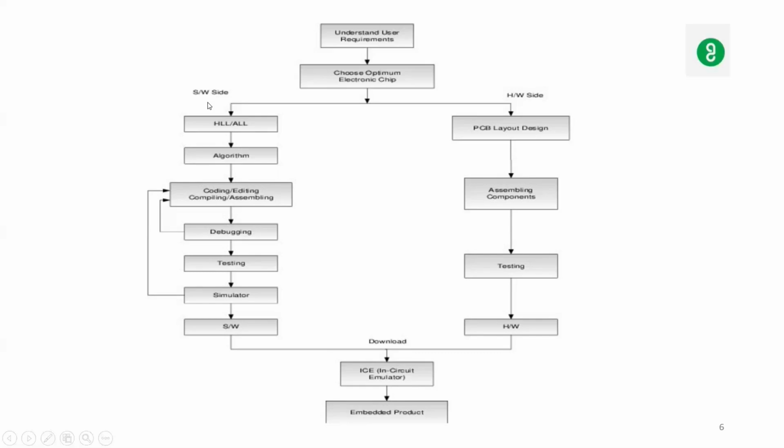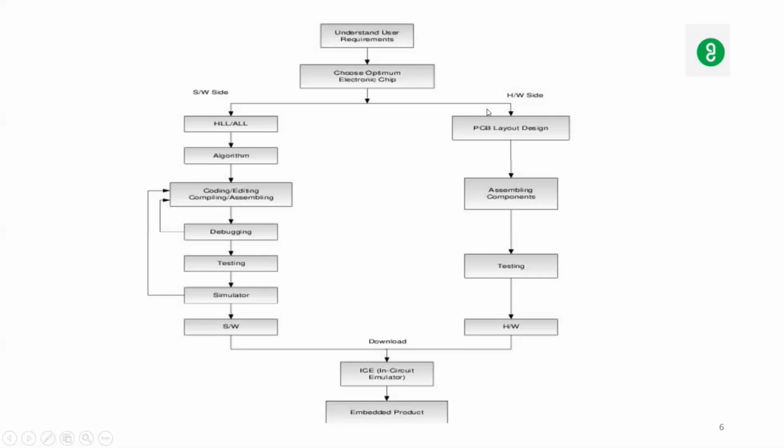For software, you have to define the algorithm, code it, compile it, and assemble it, so it is converted into assembly language. Then it is taken for debugging, testing, and simulation. If the output is not achieved, you have to edit the code and come back to simulation again. Once the software portion is achieved, it will be taken into this portion.